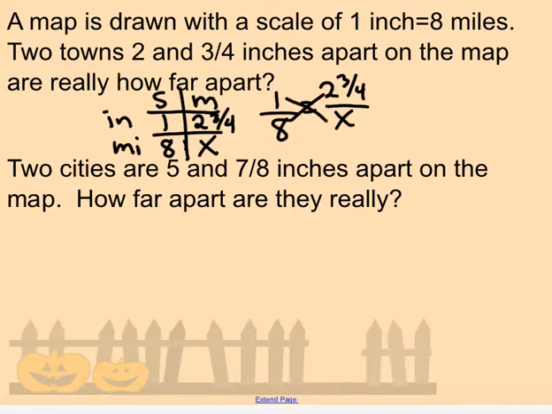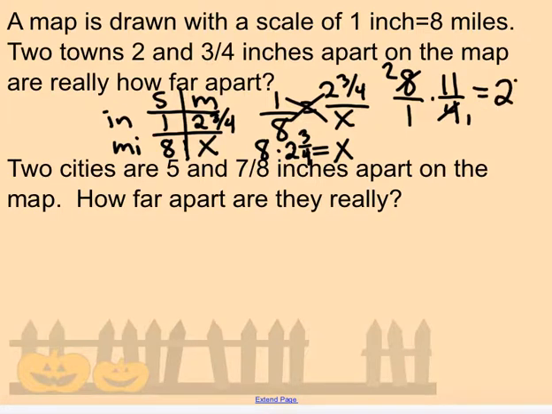And we cross multiply so that we get x is equal to 8 times 2 3/4. Well, to be able to multiply those, I'm going to put them as fractions. 8 over 1, and I'm going to convert that 2 3/4 into an improper fraction. So we have 4 times 2, which is 8, plus 3, 11 over 4. We can simplify 1 and 2. This gives me 22, meaning that these two towns are 22 miles apart.